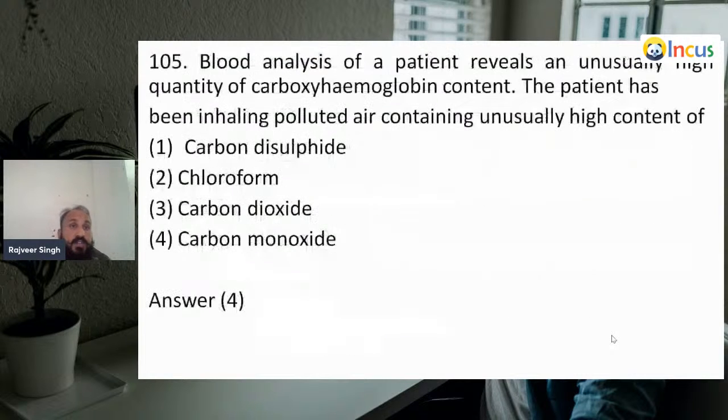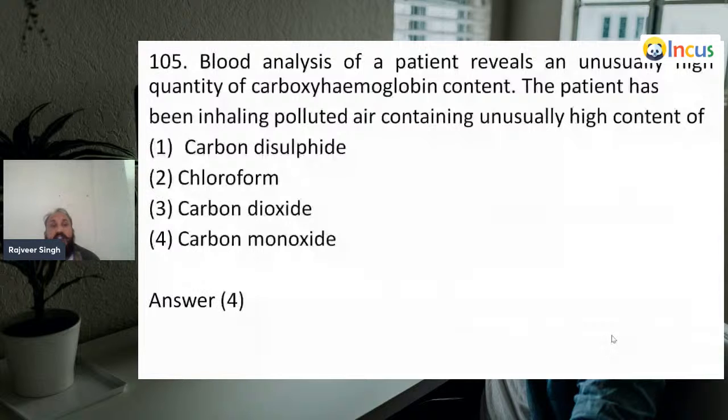Next question is very good. Blood analysis of a patient reveals an unusually high quantity of carboxyhemoglobin content. The patient has been inhaling polluted air containing an unusually high content of what? Carbon disulfide, chloroform, carbon dioxide, or carbon monoxide? So, the answer will be fourth.